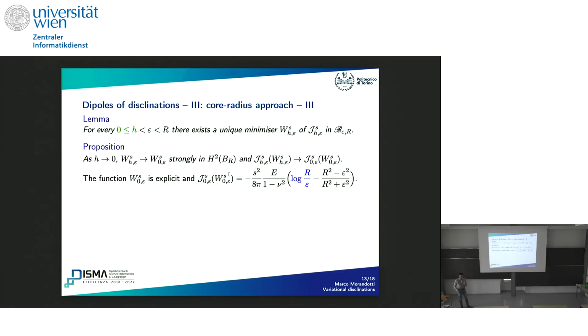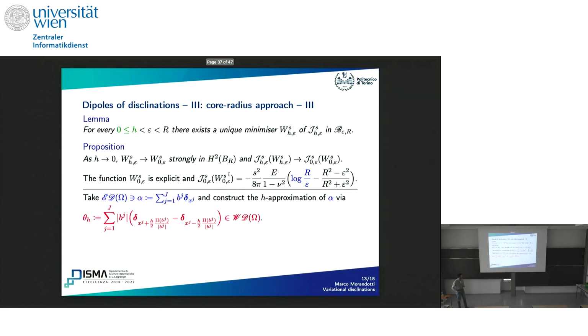So what we wanted to do was to try and recover the asymptotic expansion of the energy, better, of the renormalized energy of Cermelli and Leoni in a celebrated paper dating back to 2005. And actually, we managed to do this at all scales. To do this, we have to work the other way. So the first thing that we do is that we assume to have a distribution of dislocations now, and we approximate them by dipoles of disclinations in the following way.